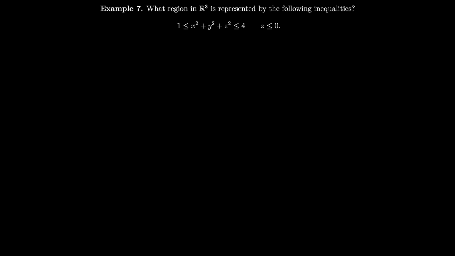Okay, how about these inequalities? We've got x squared plus y squared plus z squared greater than or equal to 1 and less than or equal to 4. So we could rewrite these inequalities and we could take the square root. Square root of 1 is 1. Square root of x squared plus y squared plus z squared can stay that way. And then square root of 4 is 2. So that means that these are all the points whose distance from the origin is less than or equal to 2 and greater than or equal to 1.